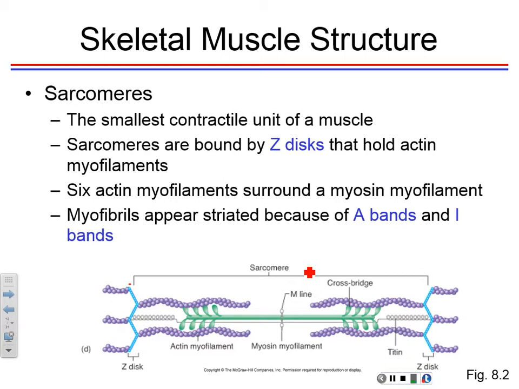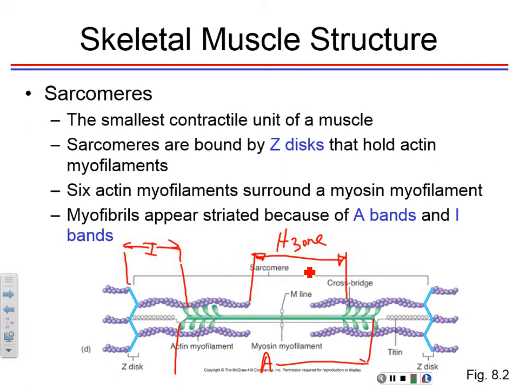All right, and then from here to there again is the I band. And from here to here, that's the H zone, right? Okay, and then what is it from here to there? The A band. And the A band is the only one that doesn't change length, right?